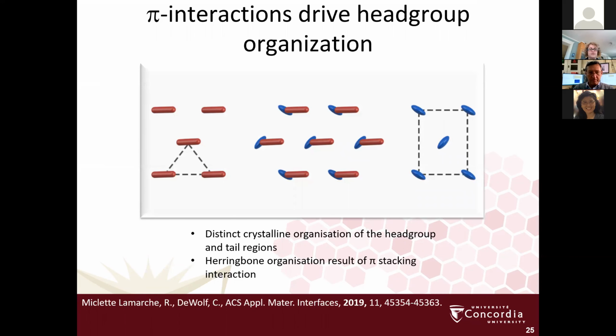So that allowed us to determine that what we think we have is a tilted chain system where the underlying head groups are arranged in this crystalline, pi stacked herringbone system. And so you have distinct organizations of the head group and the tail regions. They are, of course, commensurate with each other, and so the peak positions for the chains fall where you would expect for the head groups also.